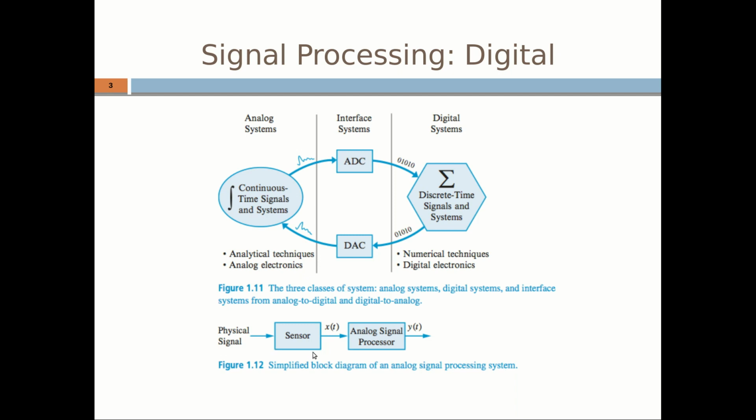The block diagram here shows us a basic analog signal processing system. What actually happens here is a physical signal is picked up by a sensor which is analog in nature. This signal is passed on to the signal processor, from which we get a desired output.